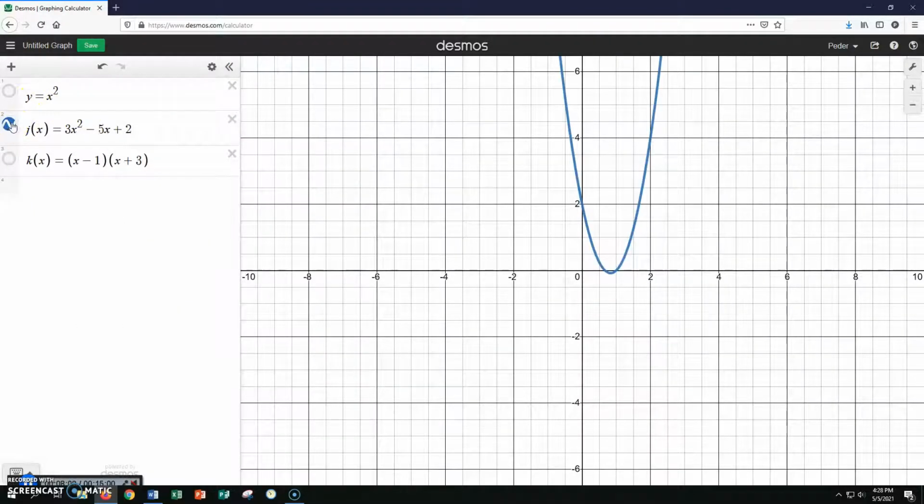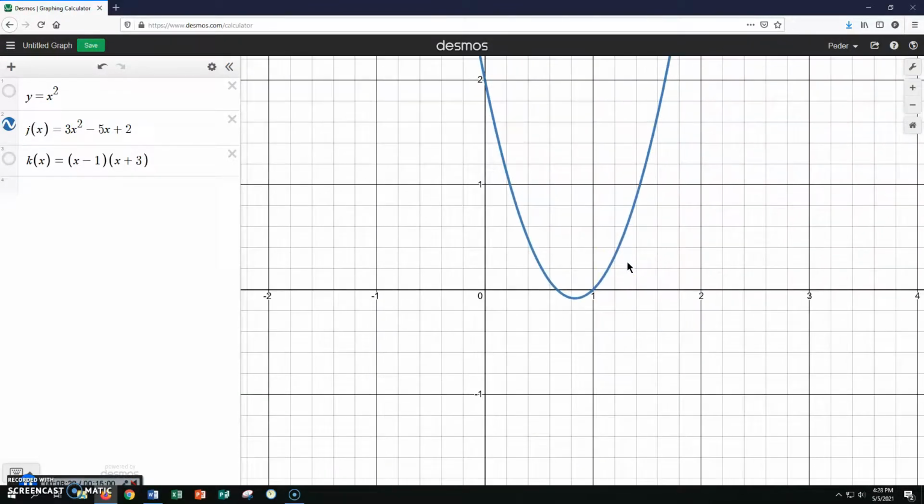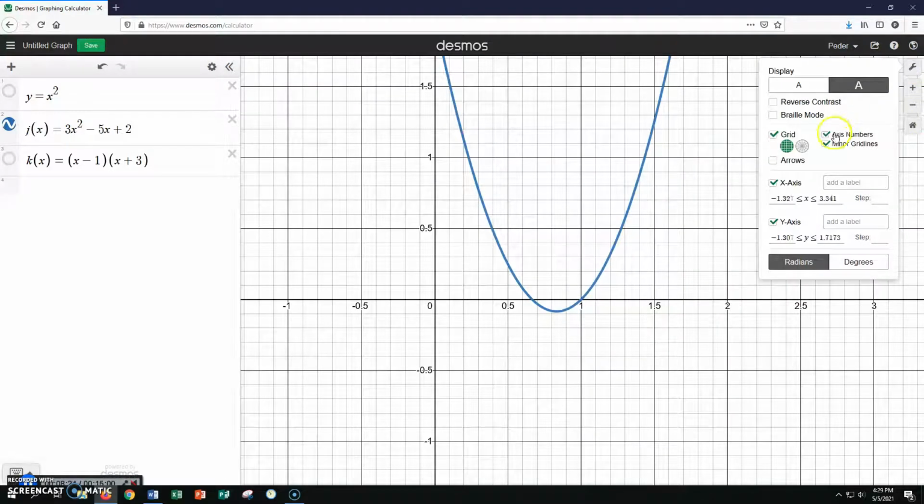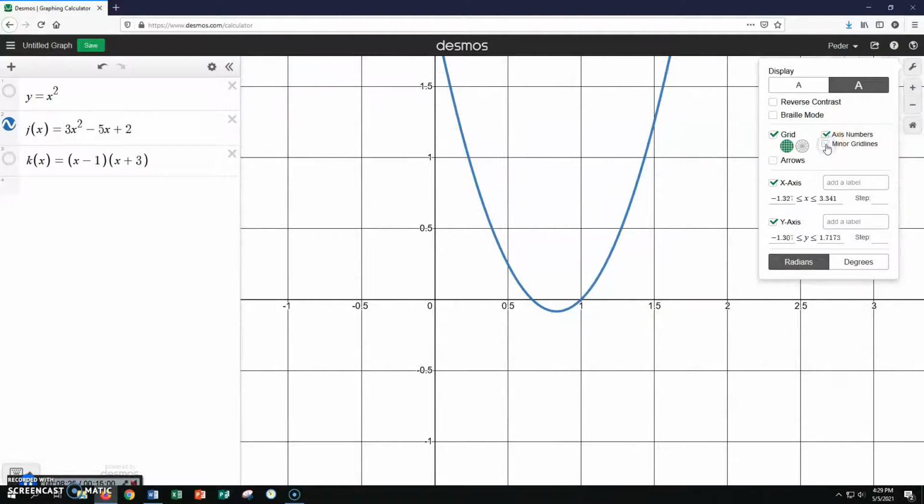So it is right there, and I can tell you right now that because it is opening up, that means that this point at the bottom, which is the vertex, is a minimum value. It's the bottom of a parabola that is opening up. Now to see exactly what it is, I'm going to zoom way in, and to make it easier to see, I'm going to turn off the minor grid lines.